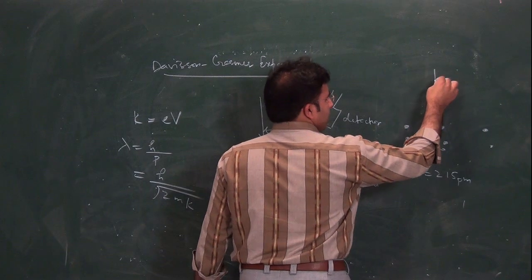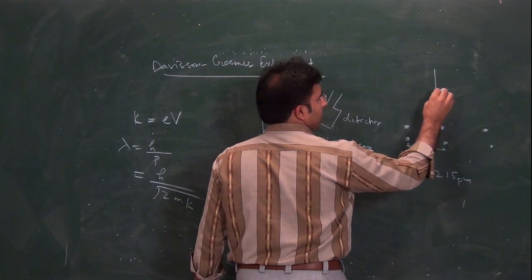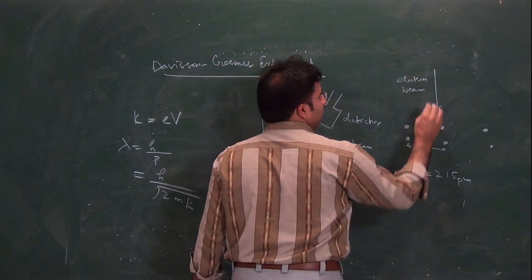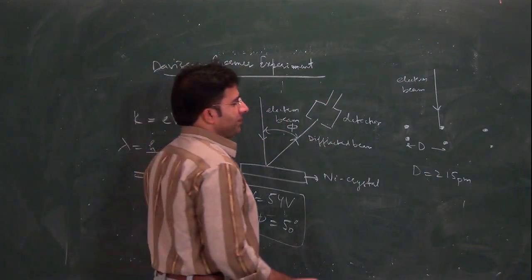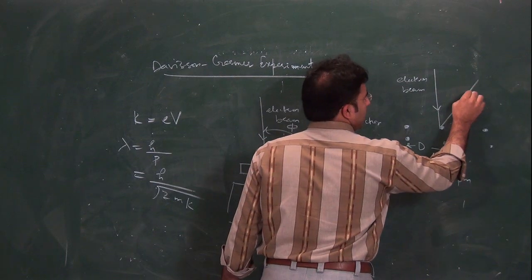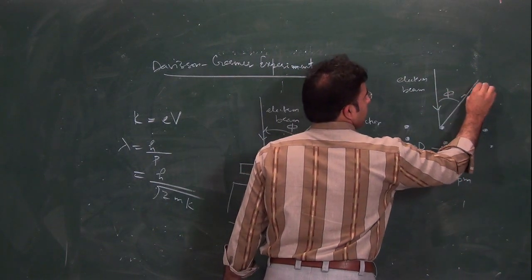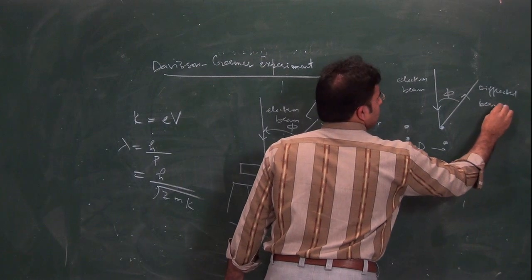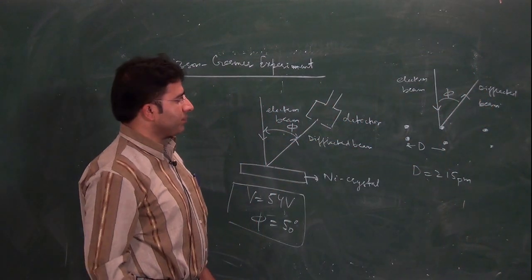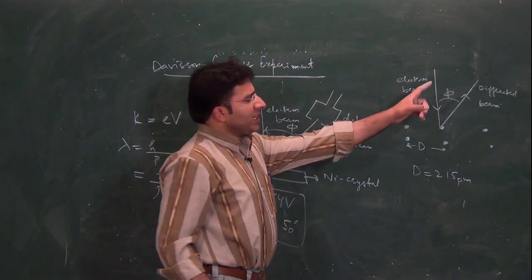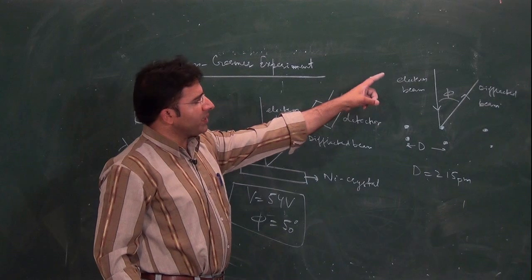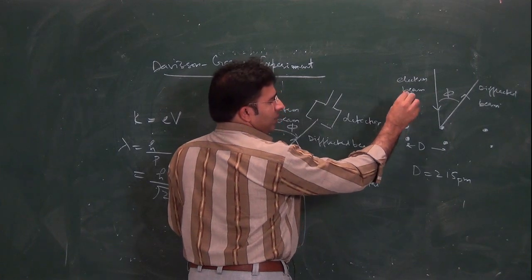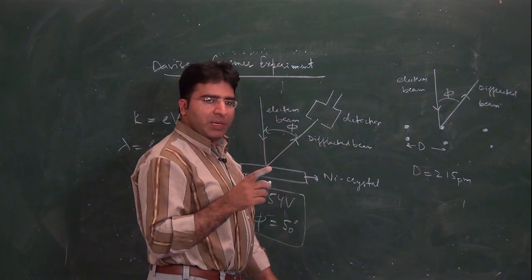The idea was, when the electron beam strikes the nickel atom, it is diffracted. When it is diffracted through angle phi, this is the diffracted beam, and it is detected by the detector. A diffraction pattern is formed.